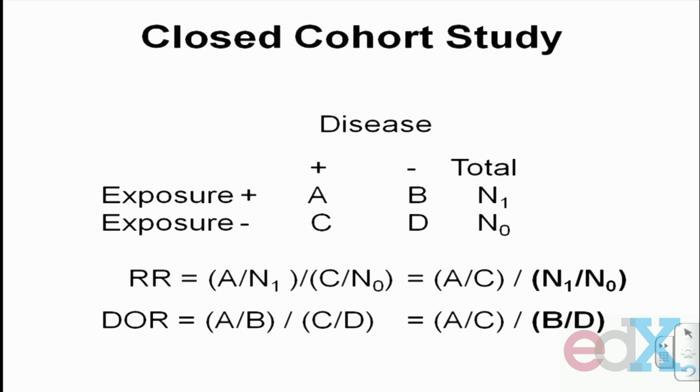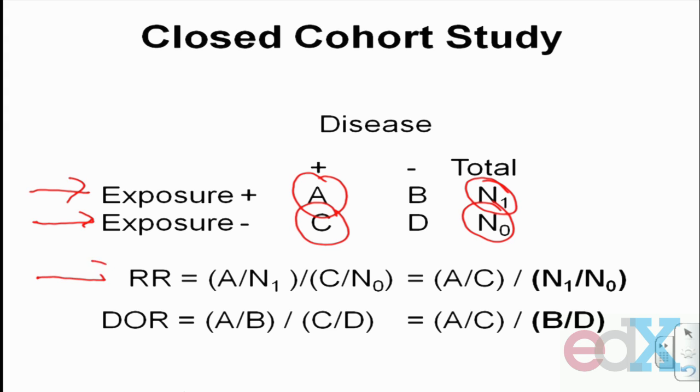So here's what the full cohort study would have shown you. If you had known the exposure in the cohort study, you could measure how many people were exposed and how many people were non-exposed. You'd have N1 exposed, N0 non-exposed, A people developed the disease, C people didn't develop disease. You could measure risk ratios or disease odds ratios that we talked about before when we talked about closed cohort studies. Now you're coming along with your nested case control study.